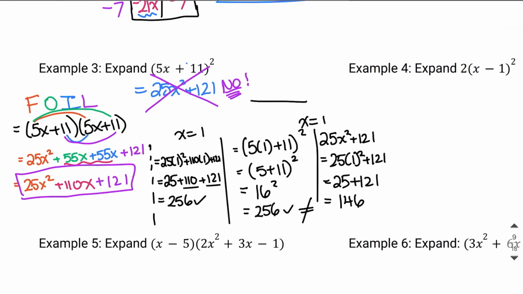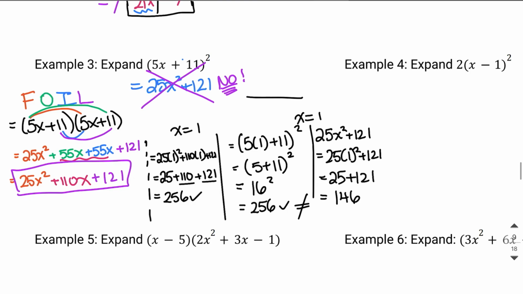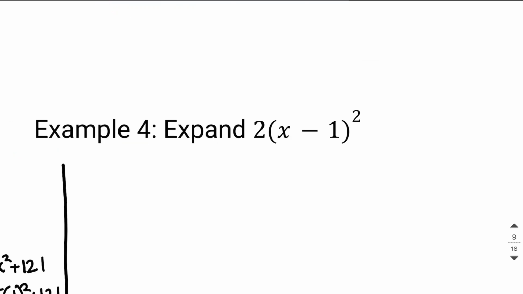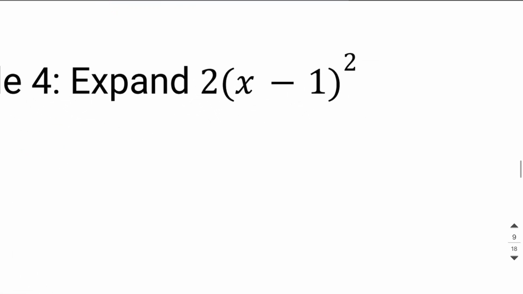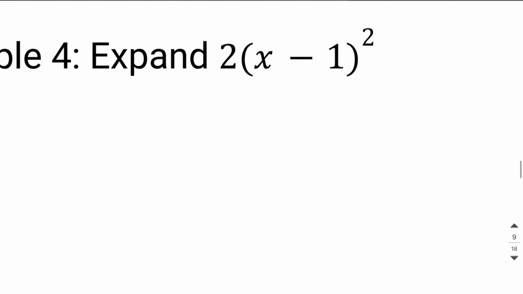Now, I didn't necessarily prove that this works, but we know that it works because I did it algebraically. But by showing x equals 1 gives us two different answers here, we have for sure proven that this does not work. All right, in example number 4, it asks us to expand 2 times x minus 1 squared.